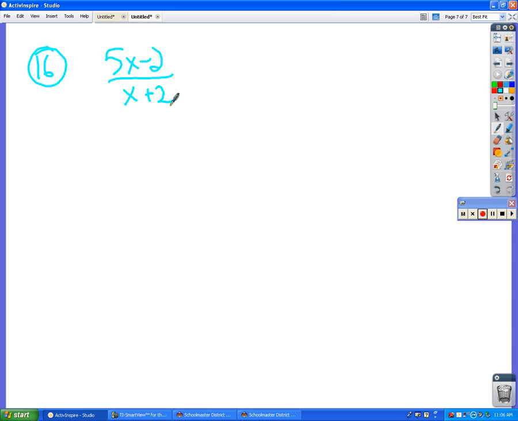Okay? How about 17? Discontinuity at 0, and it is non-removable. 18. Discontinuity at -3, and it is non-removable. Okay, sweet deal. Now 19.